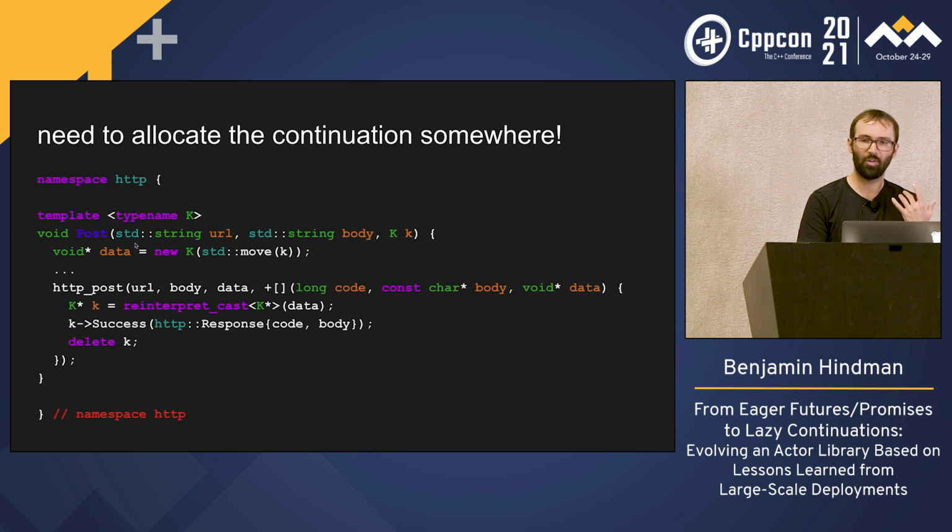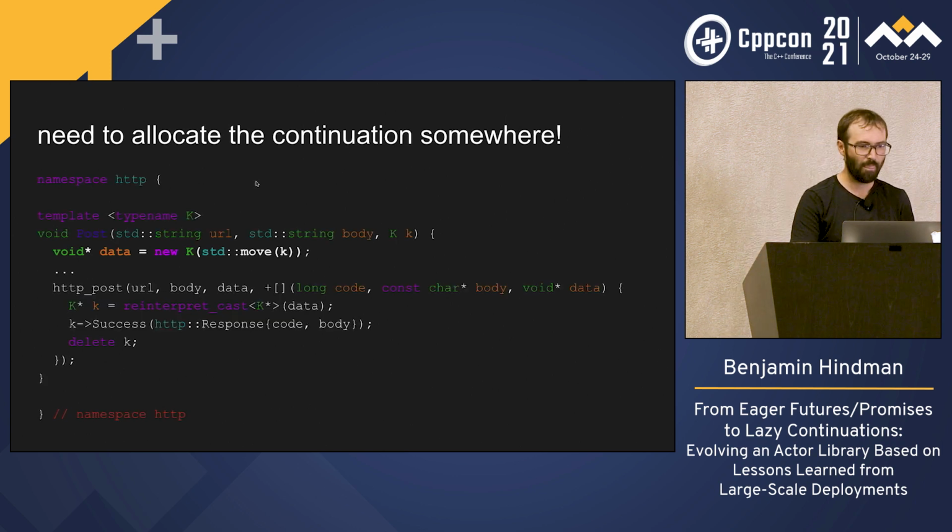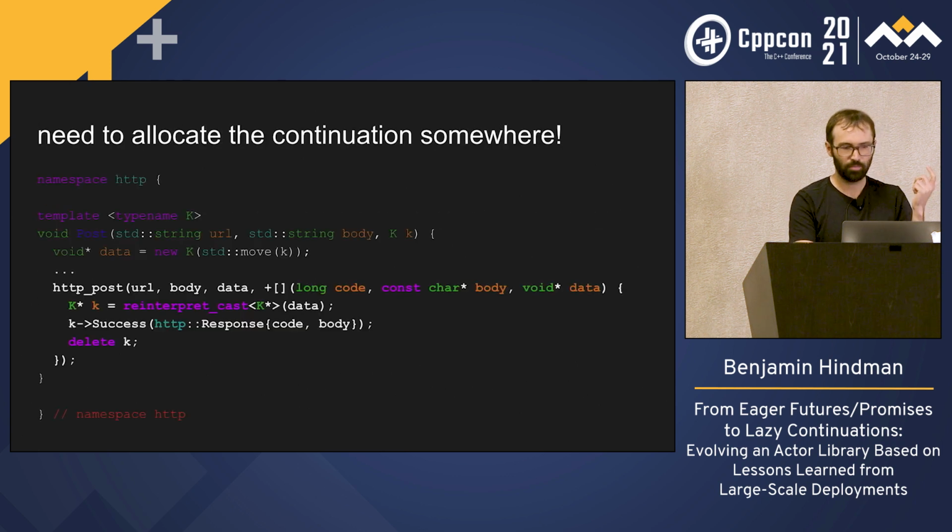So yeah, in this model, at some point I've got to allocate memory for the thing I'm going to do next, for that next continuation. All right, so I've got to allocate the continuation somewhere. That's what's going on. Okay, so we kind of looked at this and thought to ourselves, okay, that's unfortunate. It'd be nice if we didn't have to actually do the memory allocation.